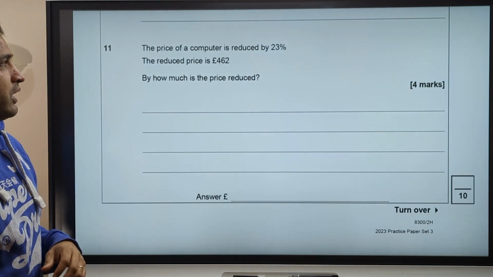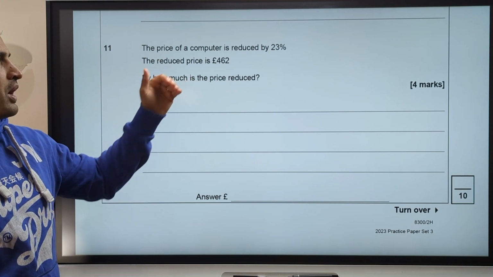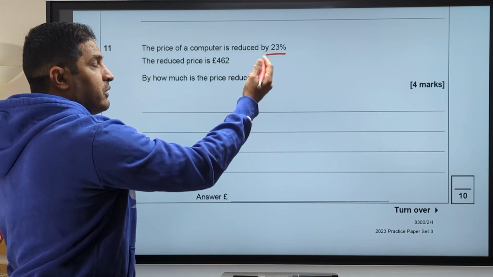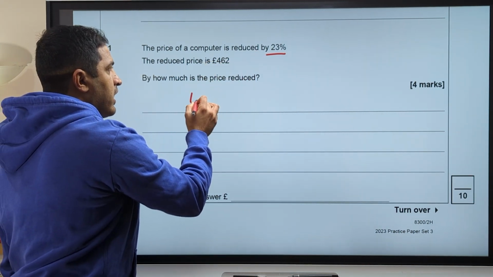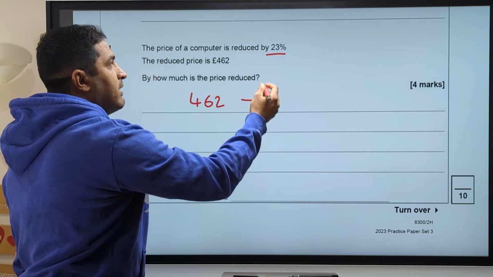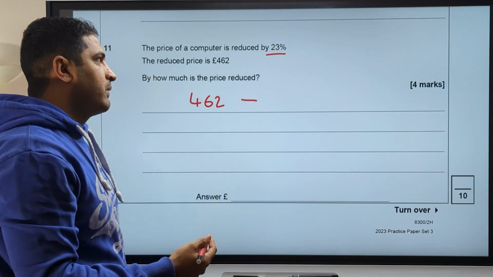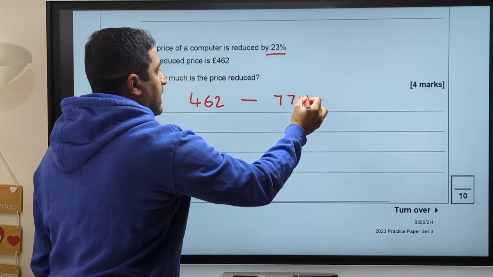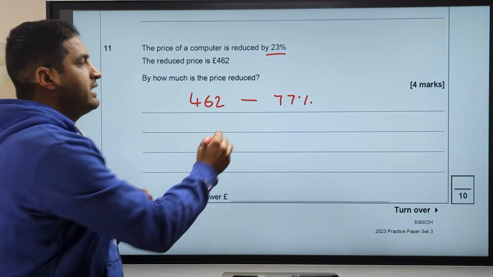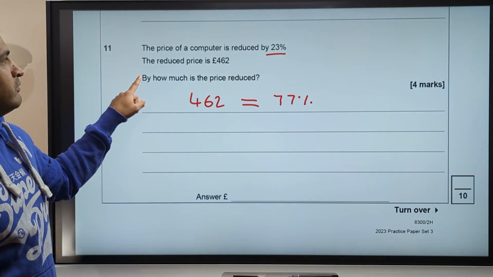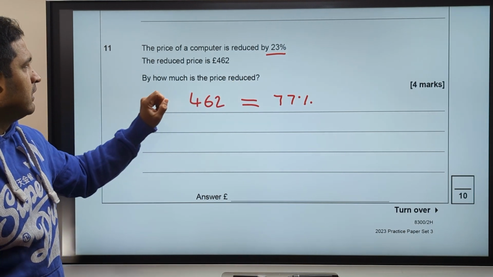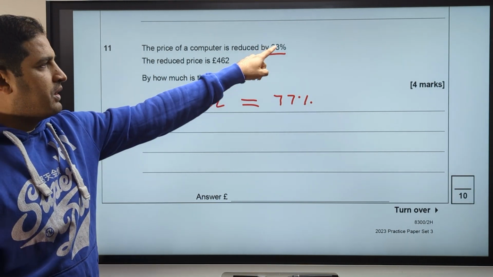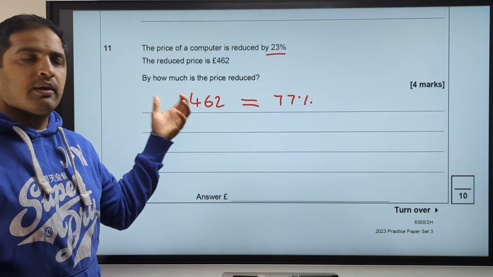The price of a computer is reduced by 23%, and the reduced price is £462. Okay. So again, remember that's reduced by 23%, and that's the reduced price. So 462 is actually the same as 23% less than 100%, which gives me 77%. So 462 is exactly the same as 77%. So we need to work out the reduction, basically, how much the price is reduced by. So we need to work out what that 23% is in terms of the money.